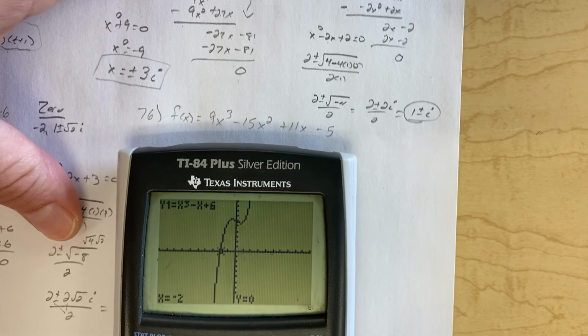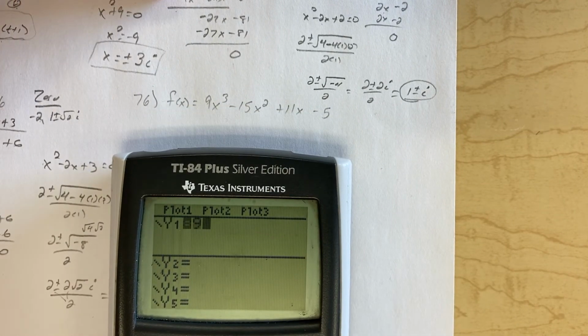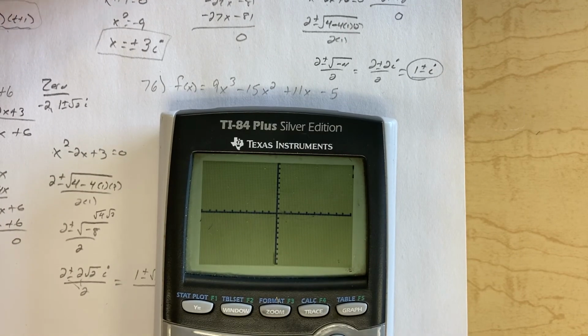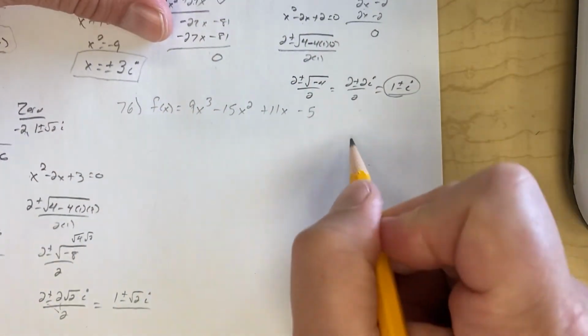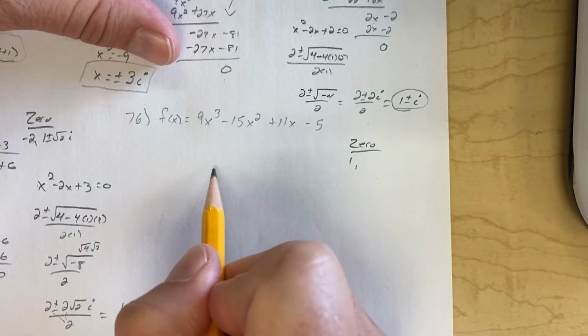All right, last one, I promise, is 9x to the third minus 15x squared plus 11x minus 5. I hit graph, okay? And right away, we see positive 1 again. So trace 1, and we've got a root. All right, so there's a 0 at 1. Let's see if we can nail down what the other ones are.